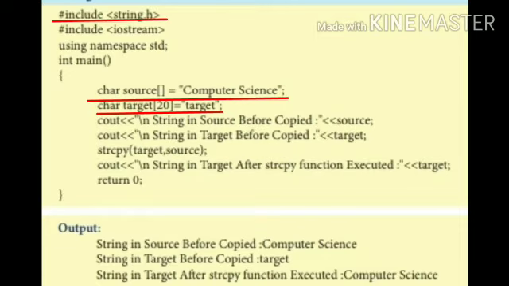First you should include the header file string.h and then assign the two values, one for source equal to computer science and target equal to target, and then print these two values, that is source and target. So the output is computer science and target. In the next line we use strcpy of target comma source. So the source value is stored in the target. The value of source, computer science, is stored in the variable target, and then we print the target. The output is computer science.